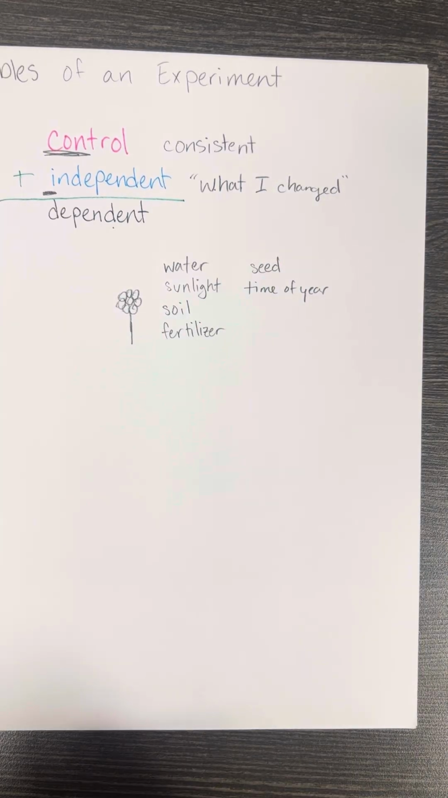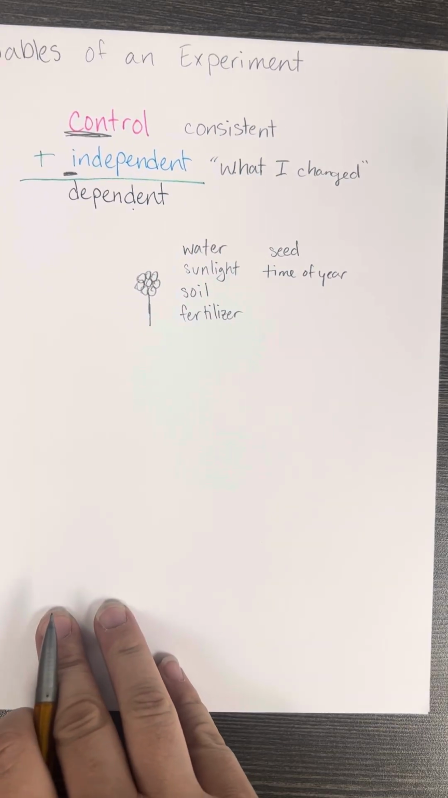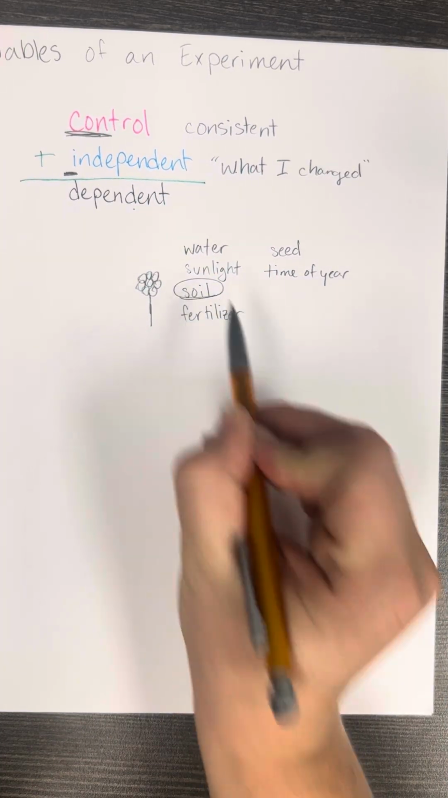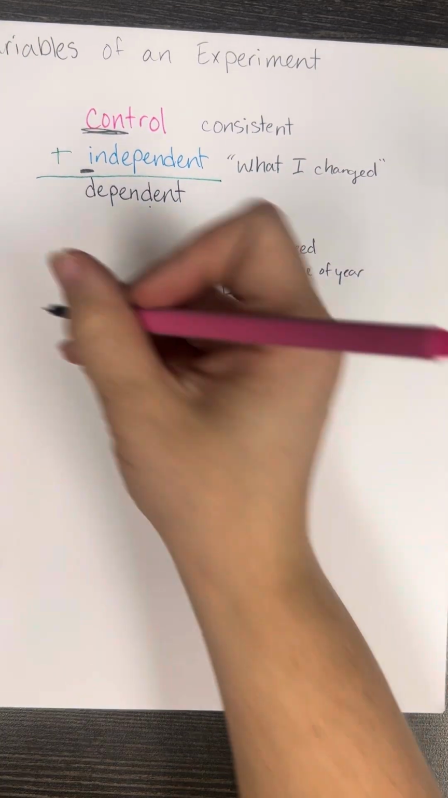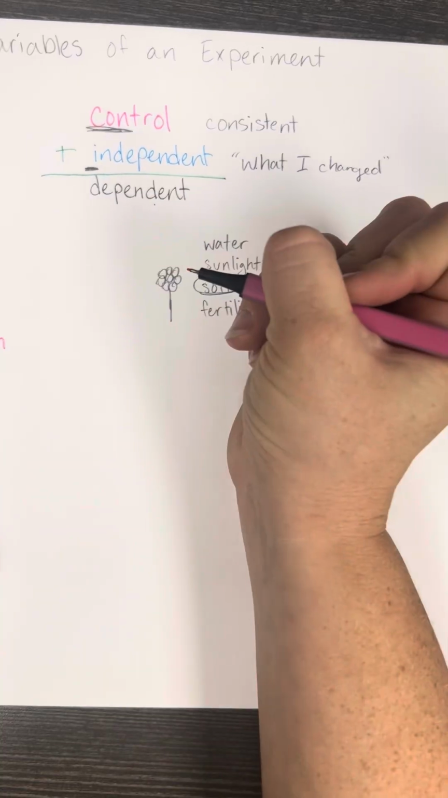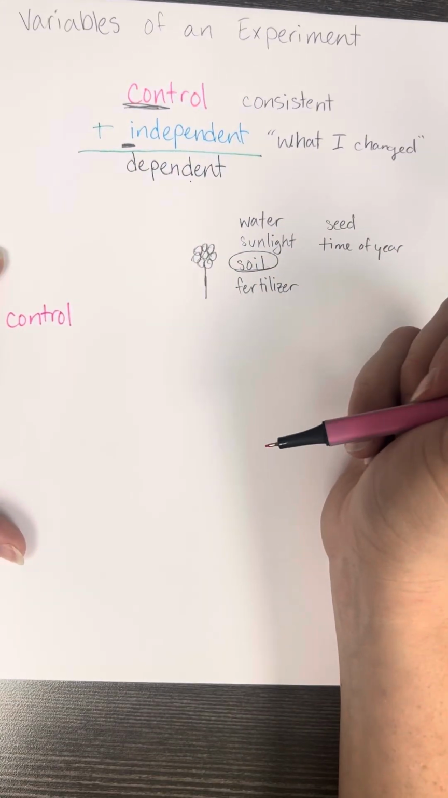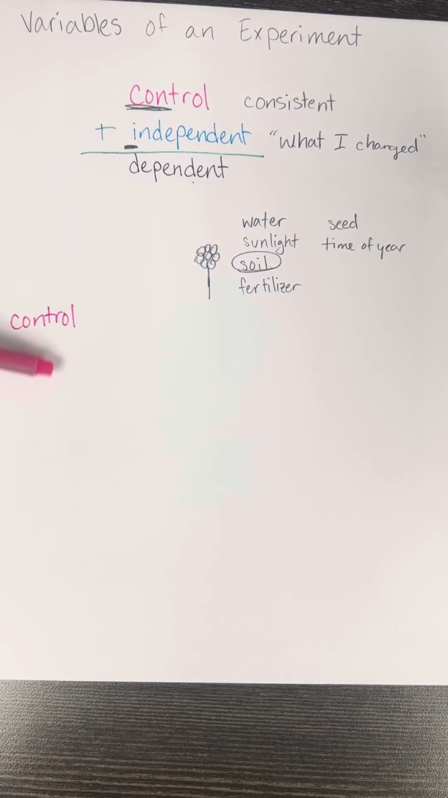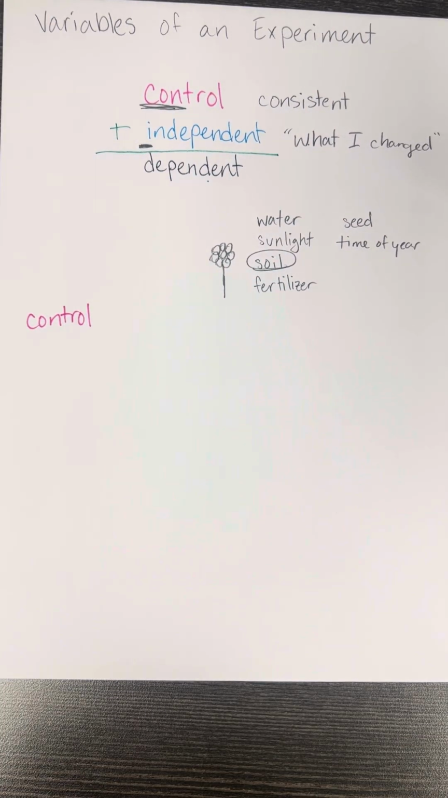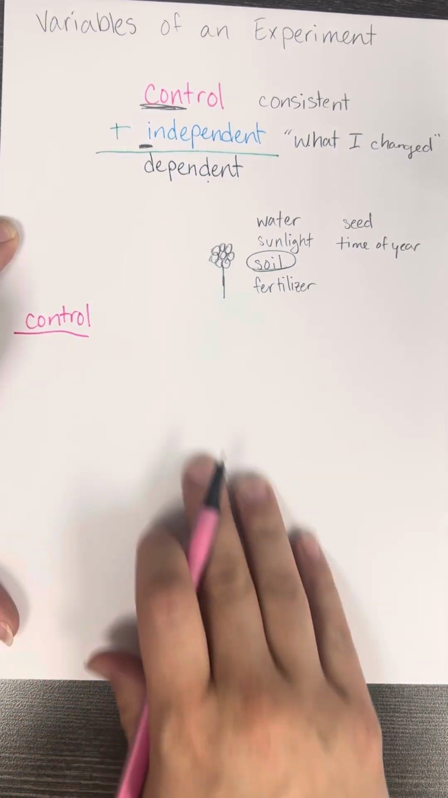So let's pick the one thing that we want to change, that we want to test. I'm going to say soil. Okay, so let's come down here. Let's write this down. I have my control. Now my control is everything that I did not change. It's everything that's going to stay consistent for every experiment, right?